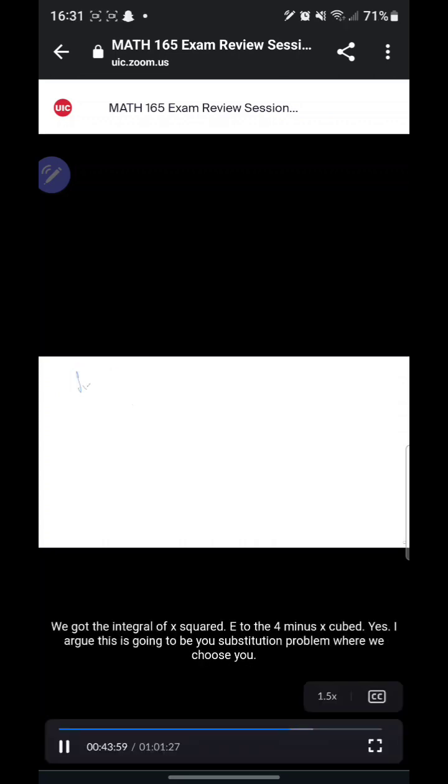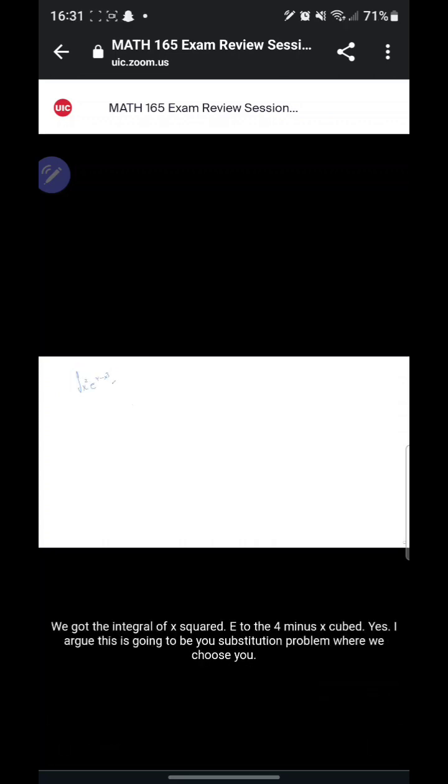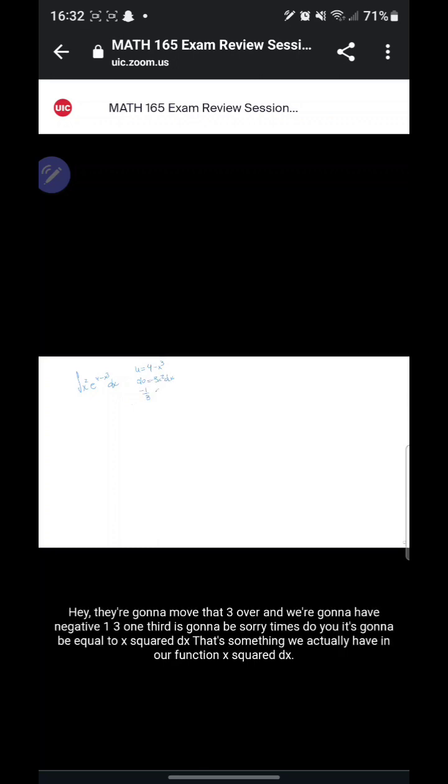Integral of x squared e to the 4 minus x cubed dx. I'd argue it's going to be a u substitution problem, where we choose u to be 4 minus x cubed. Likewise, du is going to be negative 3x squared dx. And we're going to move that 3 over, so negative 1/3 times du is going to be equal to x squared dx. That's something we actually have in our function, x squared dx.